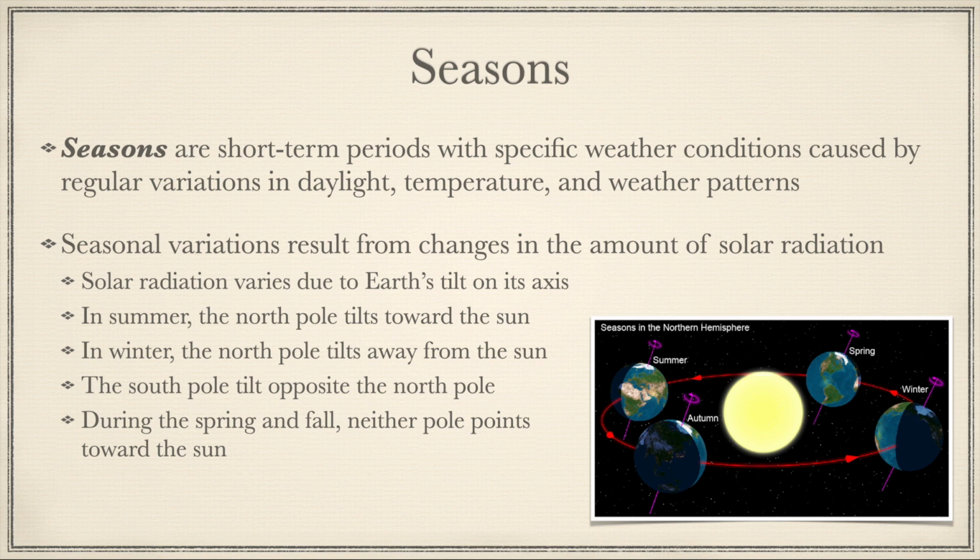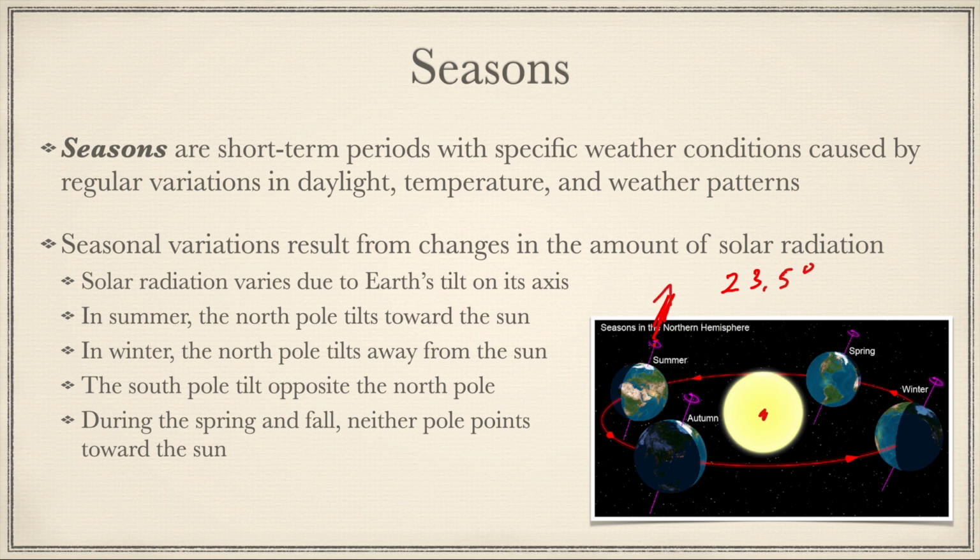Now, solar radiation varies due to Earth's tilt on its axis. So Earth is tilted on its axis at 23.5 degrees. But in the summer, the North Pole points toward the sun. So in the summer, we have the North Pole here. It is pointing towards the sun over here.